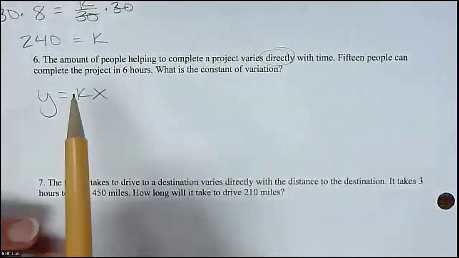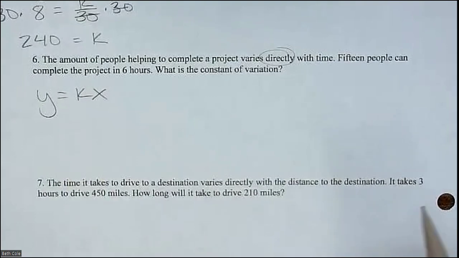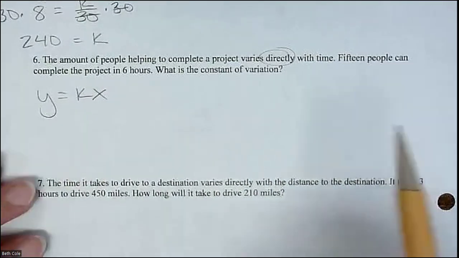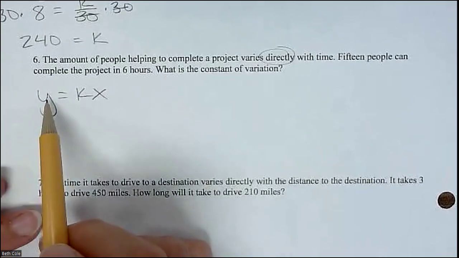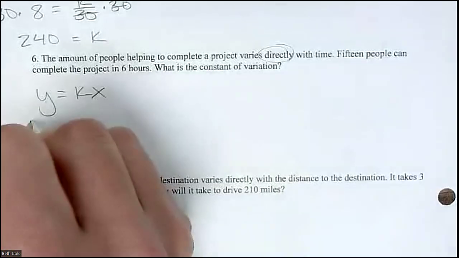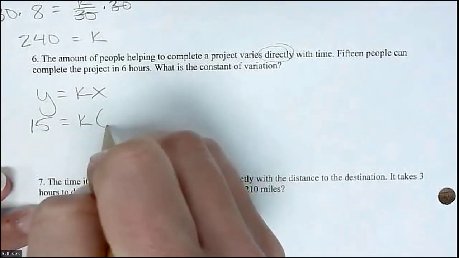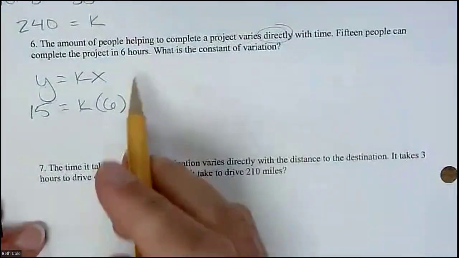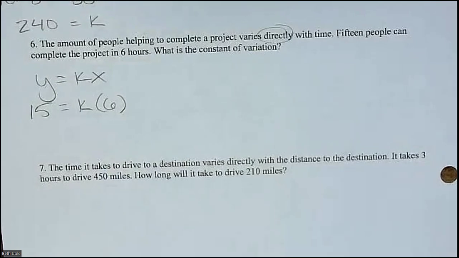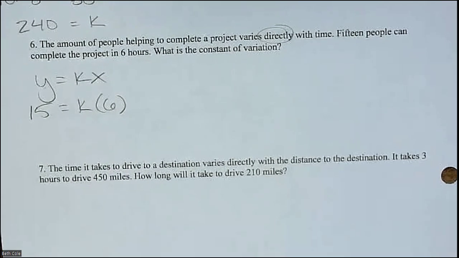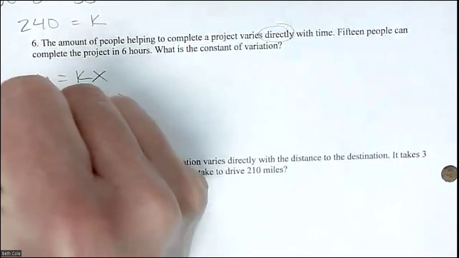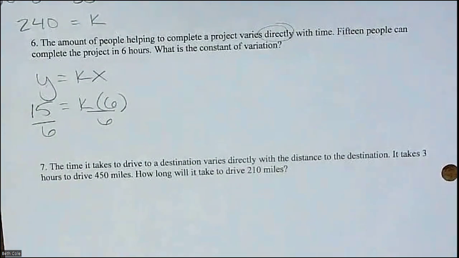All right, so it says 15 people can complete the project in 6 hours. So I need to stay consistent with it this time, like it is going to make a difference. I'm going to let Y be the people. So 15 people goes in for Y. And I'm going to have X be the time. So 6 hours. So 6 in for X. What would you do to solve that? Yeah, divide by 6. Does 15 over 6 reduce? Will that reduce as a fraction?